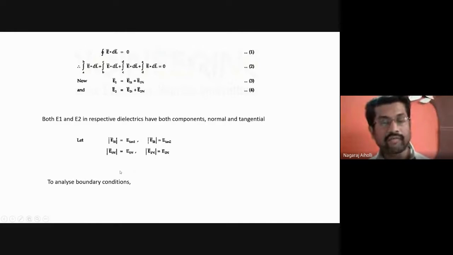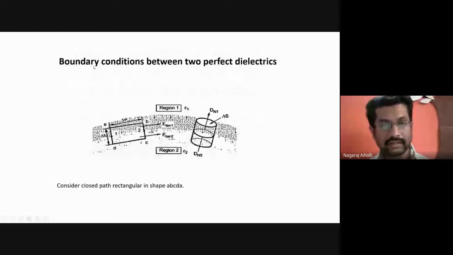Now, if we want to analyze the boundary conditions, we have to take delta H tends to 0, because here we are analyzing at the boundary. When delta H tends to 0, CD and AB will lie exactly on the boundary. That means the integral from B to C will become 0, and the integral from A to D will also become 0, because delta H is tending to 0.